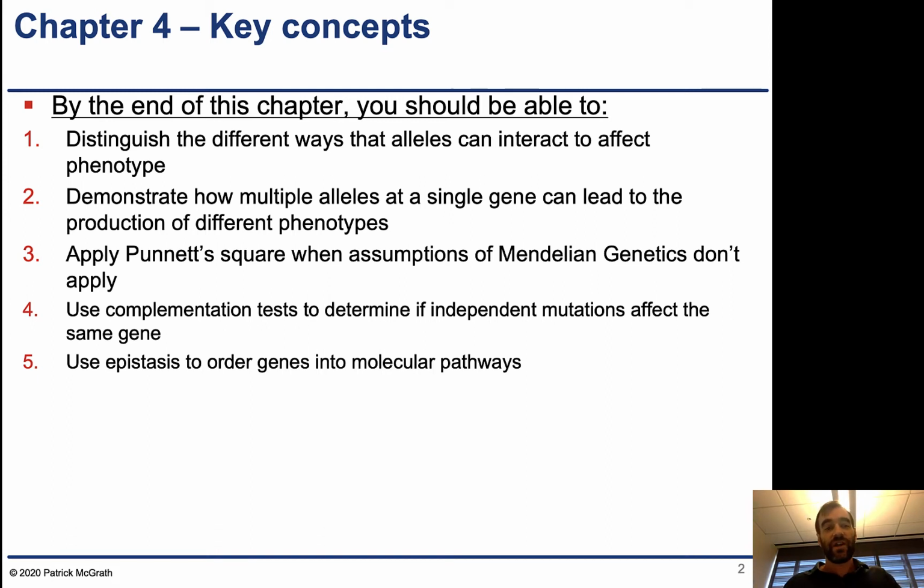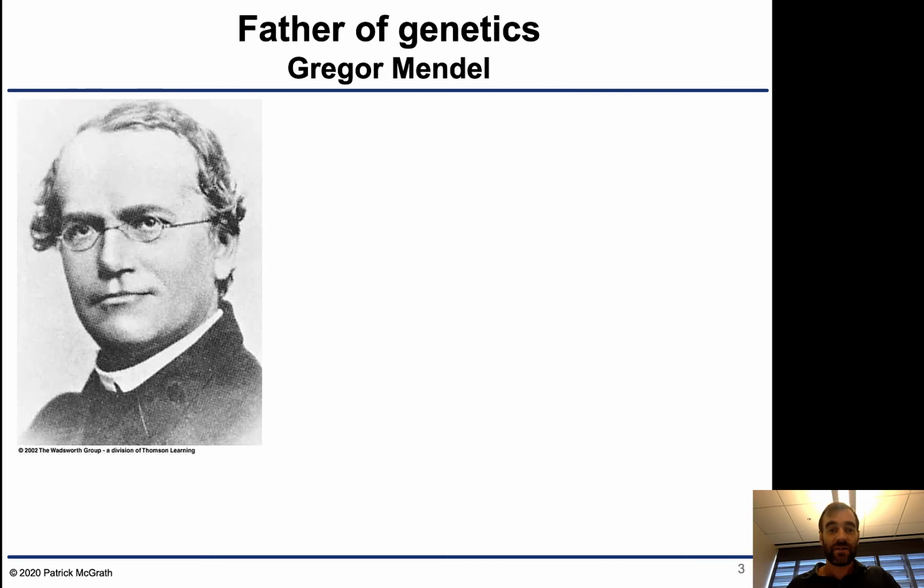assumptions of Mendelian genetics don't apply, use complementation tests to determine if independent mutations affect the same gene, and use epistasis in order to order genes and understand what exactly is meant by epistasis.